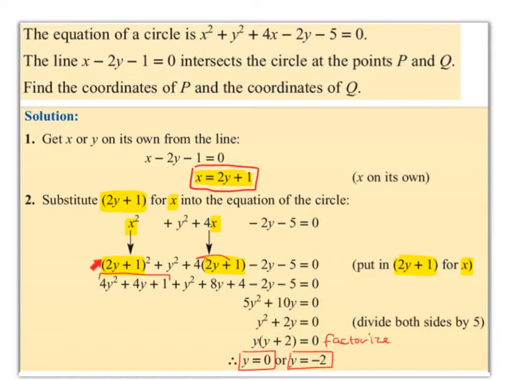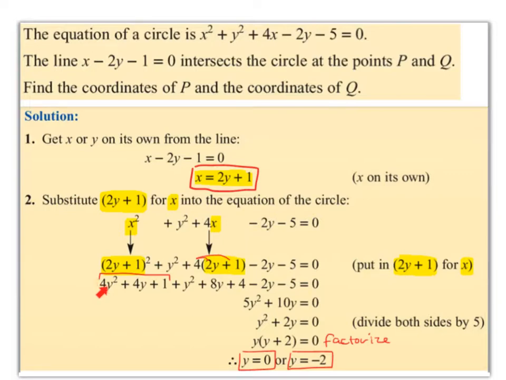Next we multiply out 2y plus 1 squared. Well, 2y plus 1 squared is the same thing as 2y plus 1 multiplied by 2y plus 1, which gives us 4y squared plus 4y plus 1. Next, bring down the y squared. 4 by 2y is 8y, 4 by 1 is 4. Bring down the minus 2y, bring down the minus 5, the equals and 0.